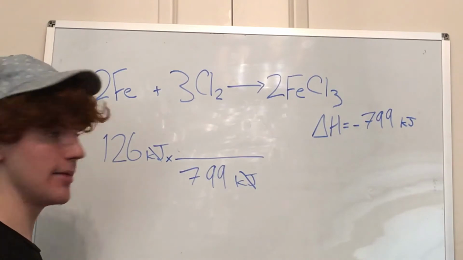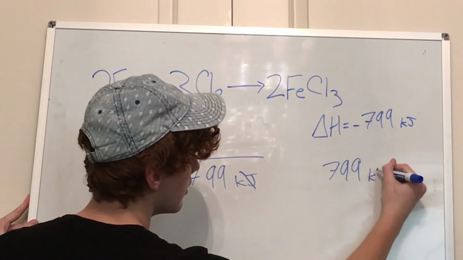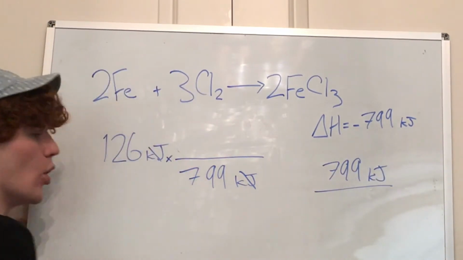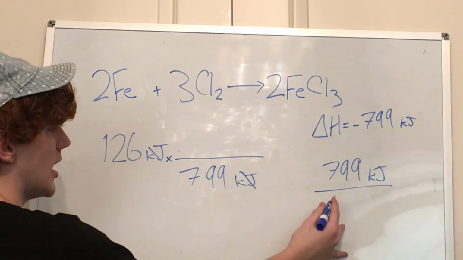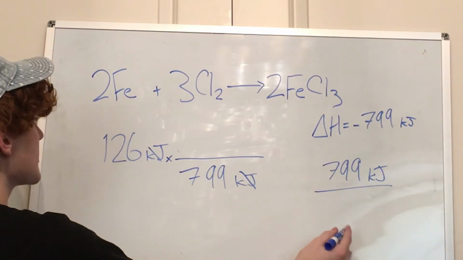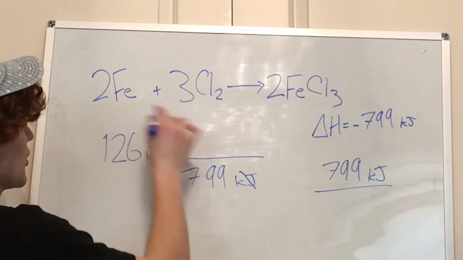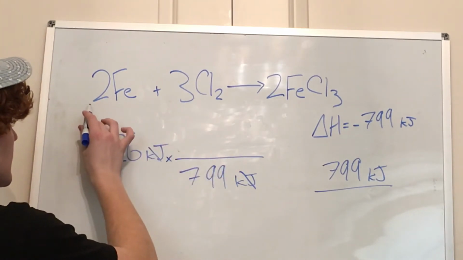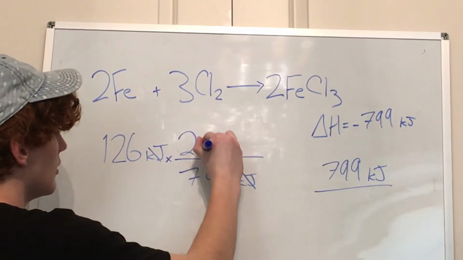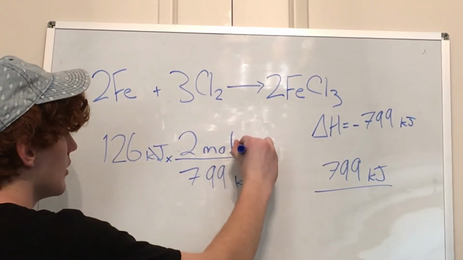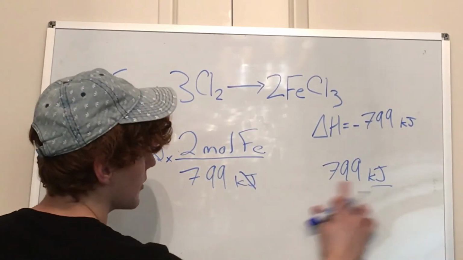Well, just like last time, when we have the kilojoules on the top, we put the moles of, it was carbon monoxide in the last video, on the bottom, right? So in this case, we're going to take the moles of iron, which is what we're solving for, remember, and we're going to put that on the top. So we look here, we see it's got this nice 2 in front of it. So that's going to be 2 moles of iron are equal to 799. And that's how that works out.